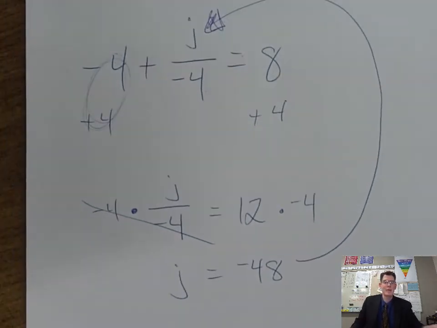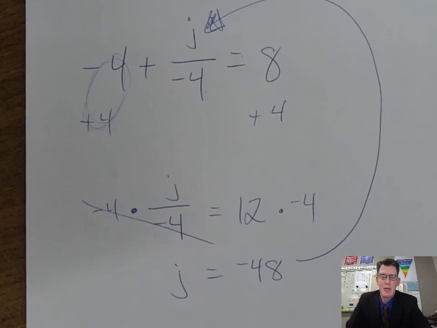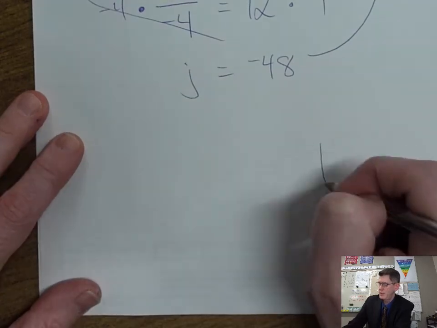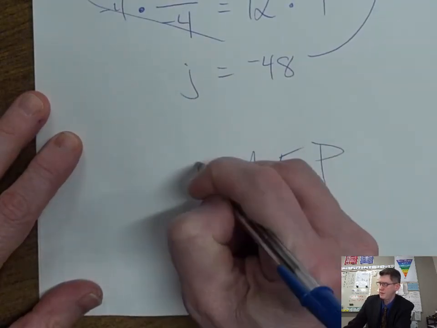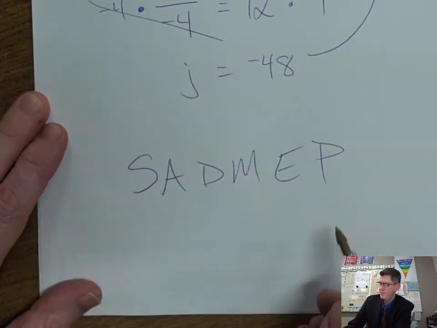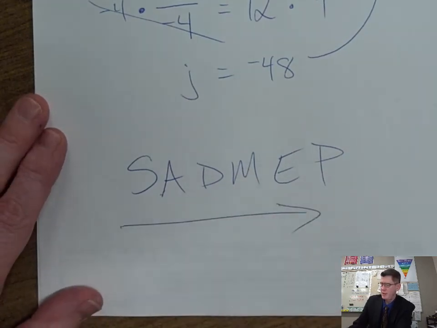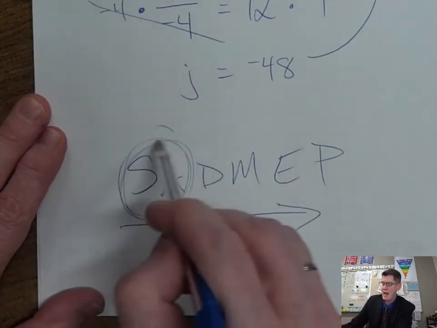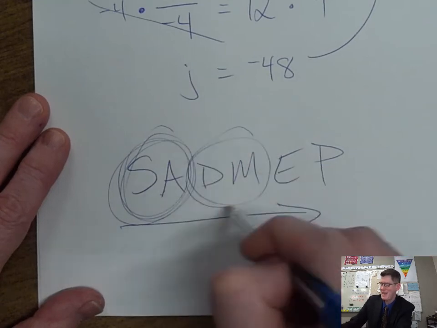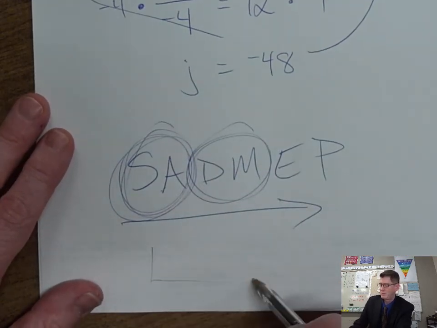A little bit complicated, but it's only 2 steps. So do those 2 steps. When you're undoing, let's do this, PEMDAS. When you're undoing, it's a SADMEP. Undo add and subtract first, and then undo divide and multiply.